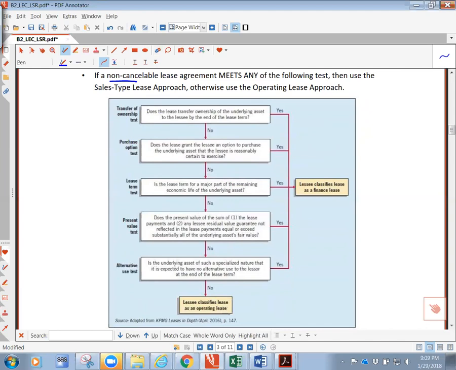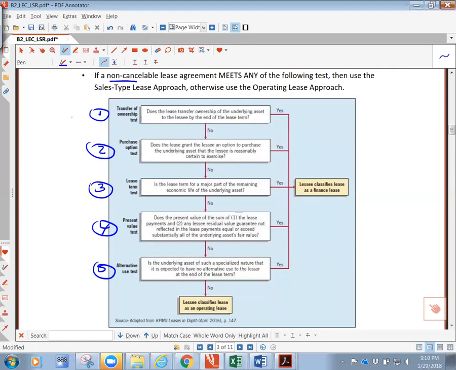So if it meets a test, it's a sales type lease. If it doesn't meet the test, then it's an operating lease. That's why I said above, an operating lease is just not a sales type lease. That's the way FASB has set up this test. It tests to see, are you a sales type lease? If yes, then you're a sales type lease. If no, you're an operating lease. All right, so let's look at the criteria: there are five criteria. And if you're non-cancelable and meet any one, then you're done.